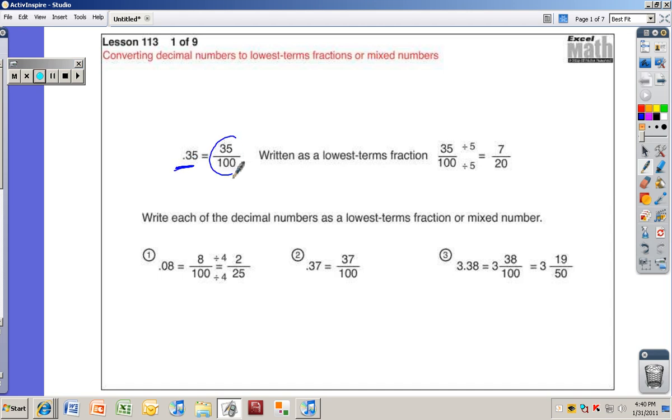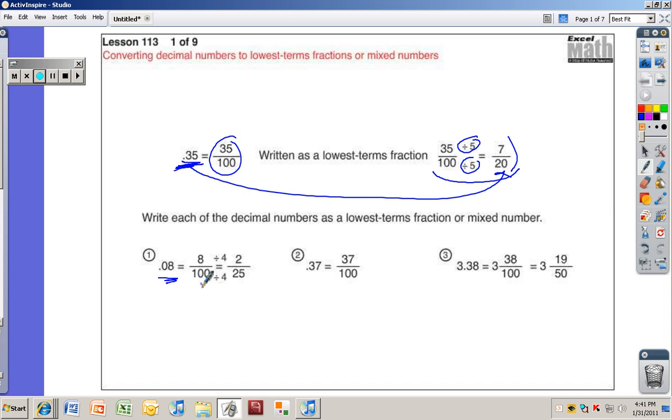0.35 is equal to 35 hundredths. And is that the lowest terms for that fraction? No. So what we're going to learn how to do is reduce the fraction down, divide both of these by 5, and so you get 7/20ths. So 0.35 is really equal to 7/20ths as a fraction. You guys think you can do these?